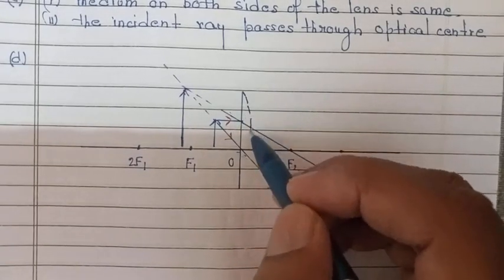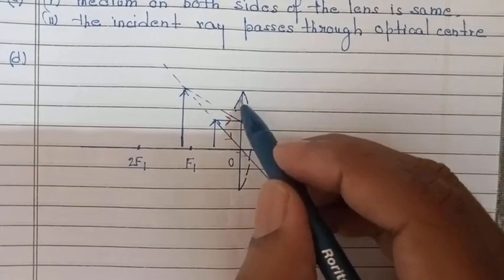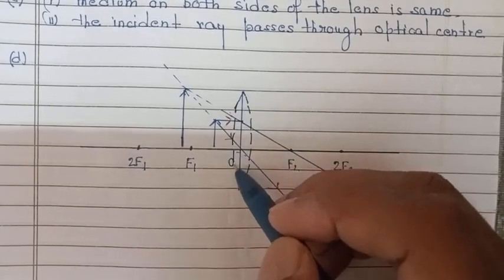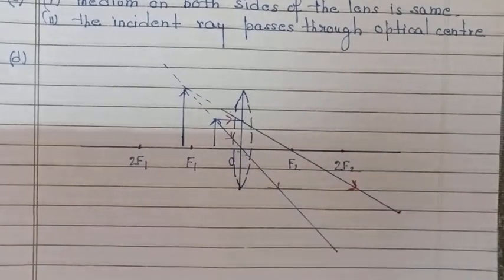So at the last we can complete this diagram to show it as a convex lens, right? So this will be the diagram. Hope this is clear to you.